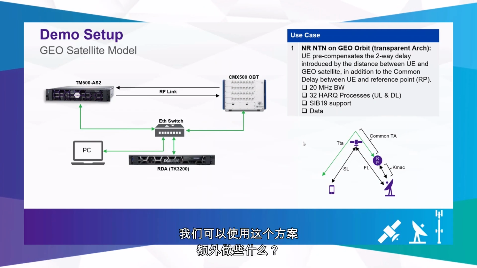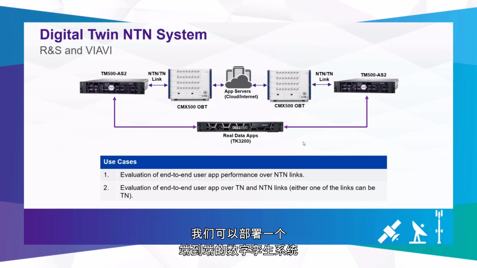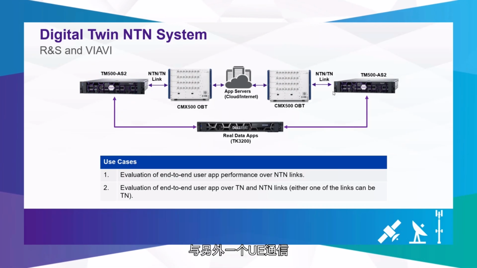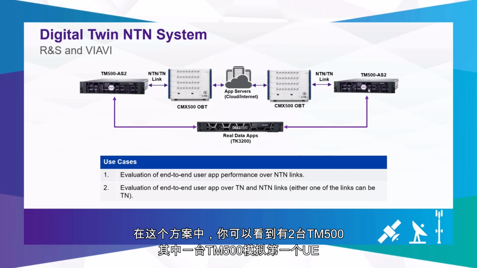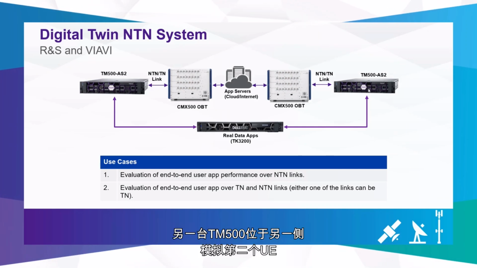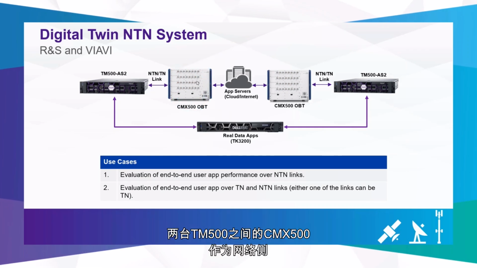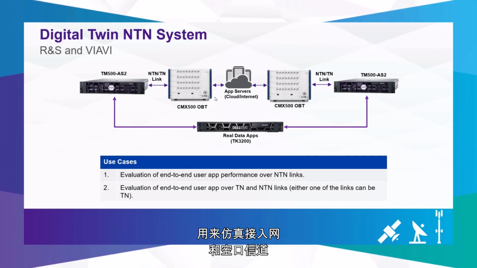What can we do extra with this setup? We can set up a proper digital twin end-to-end system where you have a UE talking to another UE going through a full network. So in this case, you see two TM500s acting as one endpoint for UE1 and another TM500 acting as the other endpoint for UE2. And we go through the CMX500, which acts as the network, emulating both the RAN network and the channel.